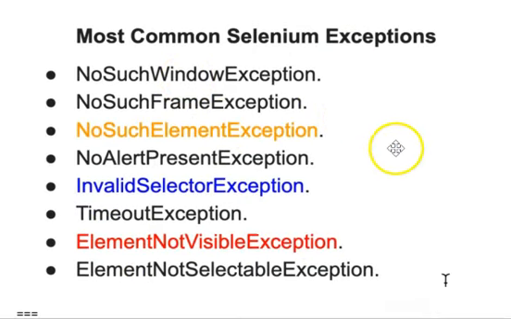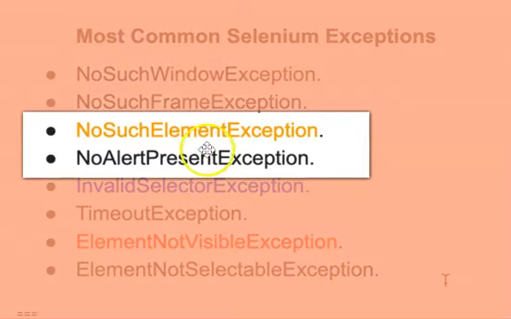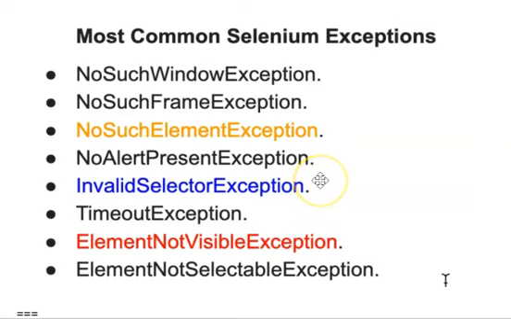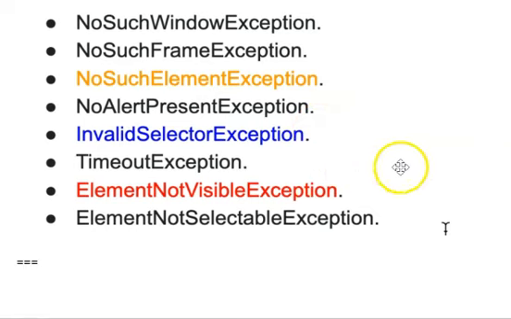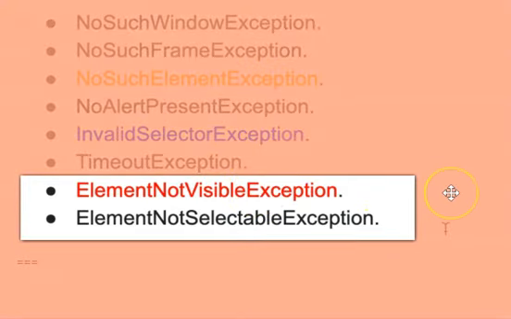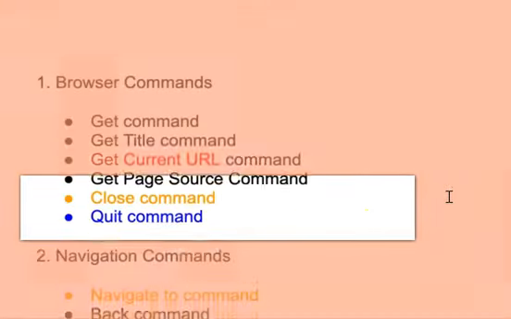When coming to the exceptions, the most common Selenium exceptions are something like no such window exception, no such frame exception. The most common is no such element exception, invalid selector exception, timeout exception. Again, the most important thing is the element not visible exception, all those things.